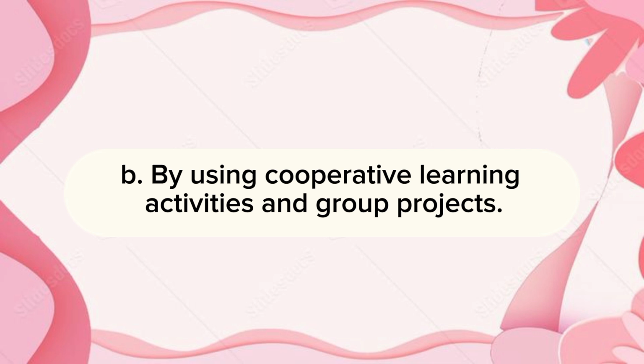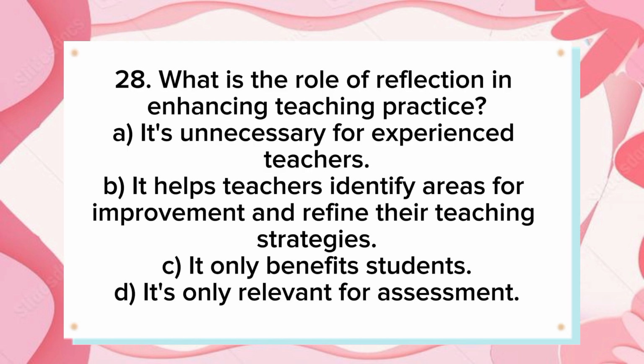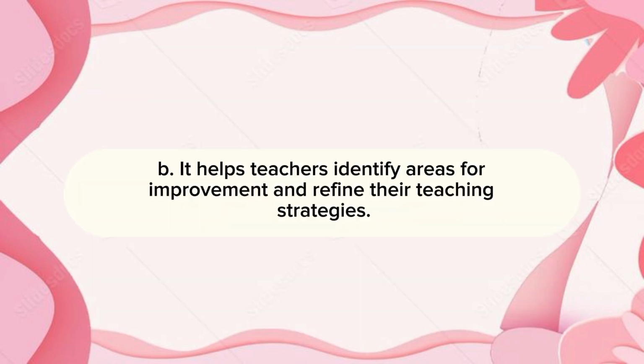So for number 31, what is your answer? Okay, that's correct. The answer is letter B, ecological approach. So why is it the answer? The ecological approach in physical education focuses on the interaction between the individual, the task, and the environment. So it emphasizes how these factors influence movement and skill development.